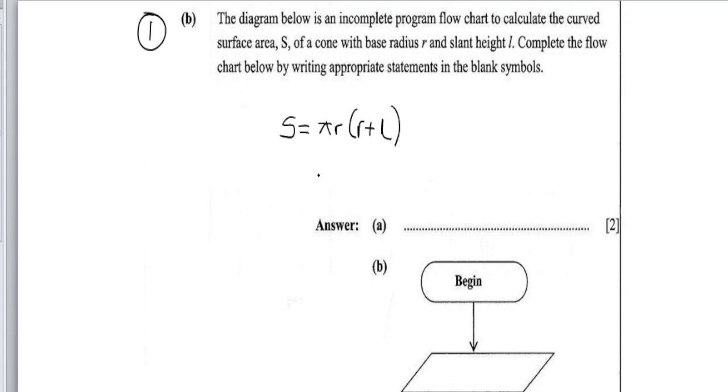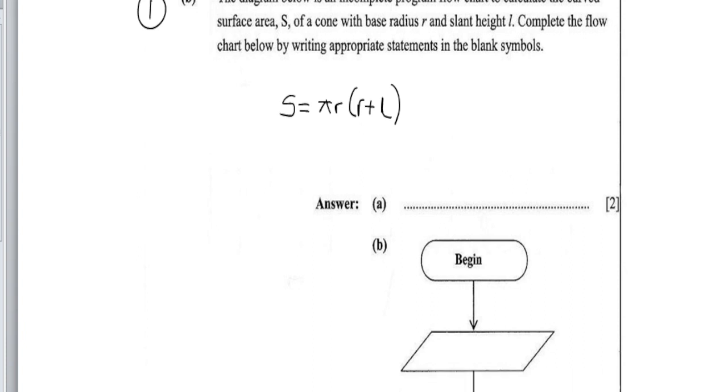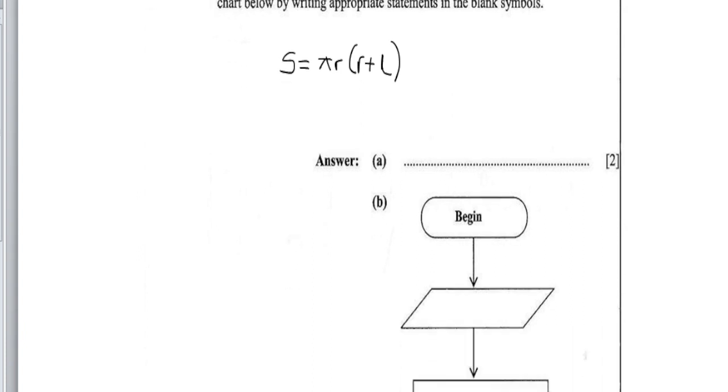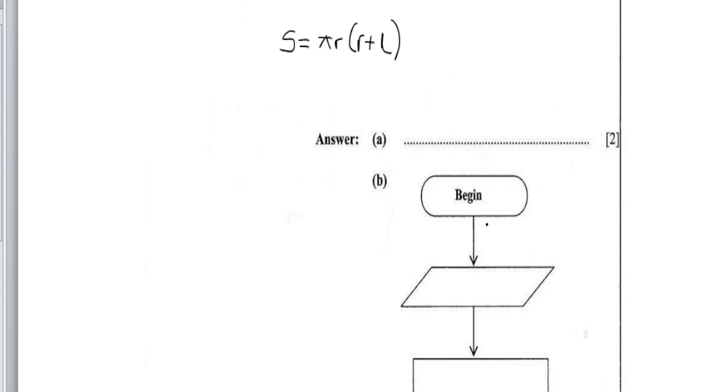So now let's start. In this flowchart they've given us, there are certain things that we need to know and we should be able to put. Now look at begin. So here they've begun. After beginning, the second thing that should follow is the input. What are you supposed to enter? In order to calculate the curved surface area of the cone, you need to enter the radius and the slant height.